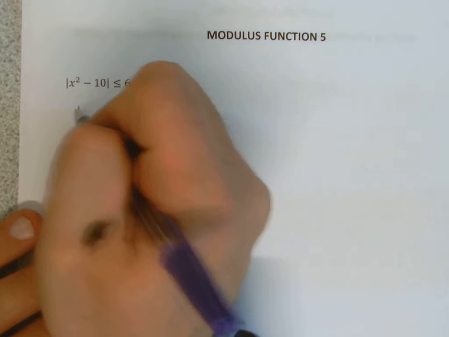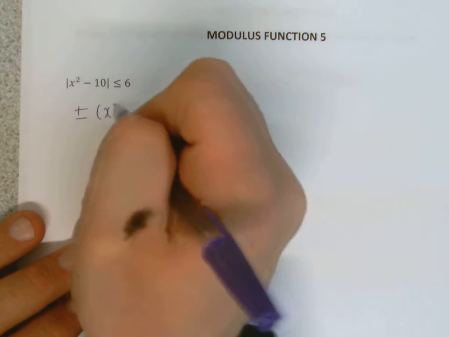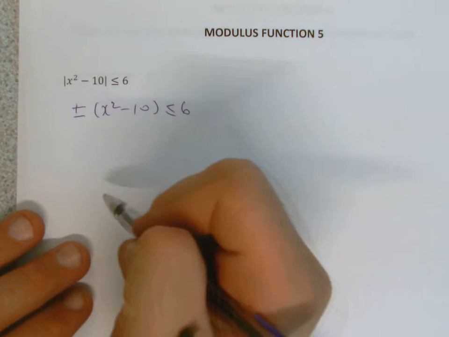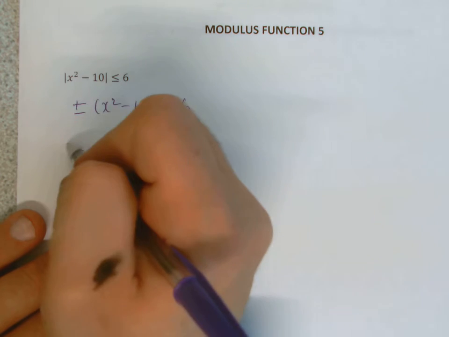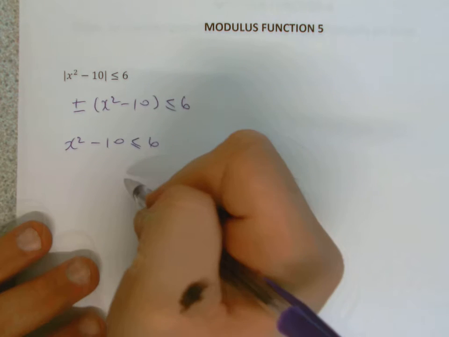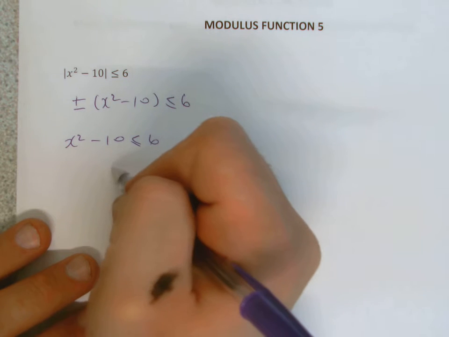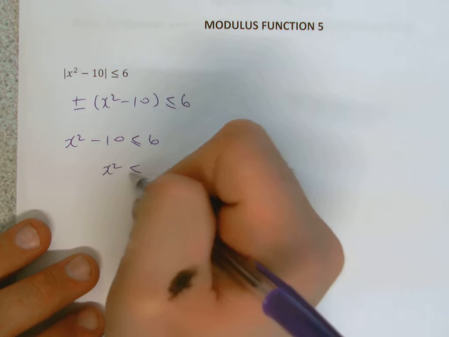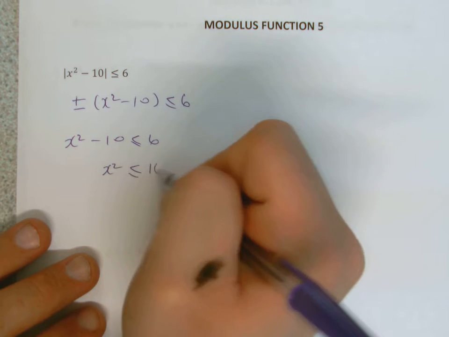We do the same thing as normal, plus or minus: x squared minus 10 is less than or equal to 6. So then you take the plus option, so you've got x squared minus 10 is less than or equal to 6. So then that means x squared is less than or equal to 16.